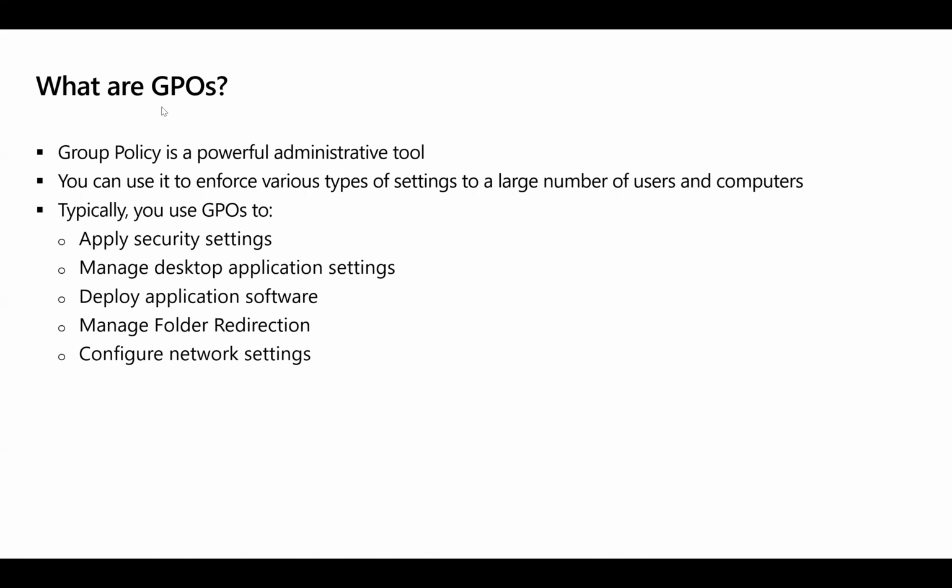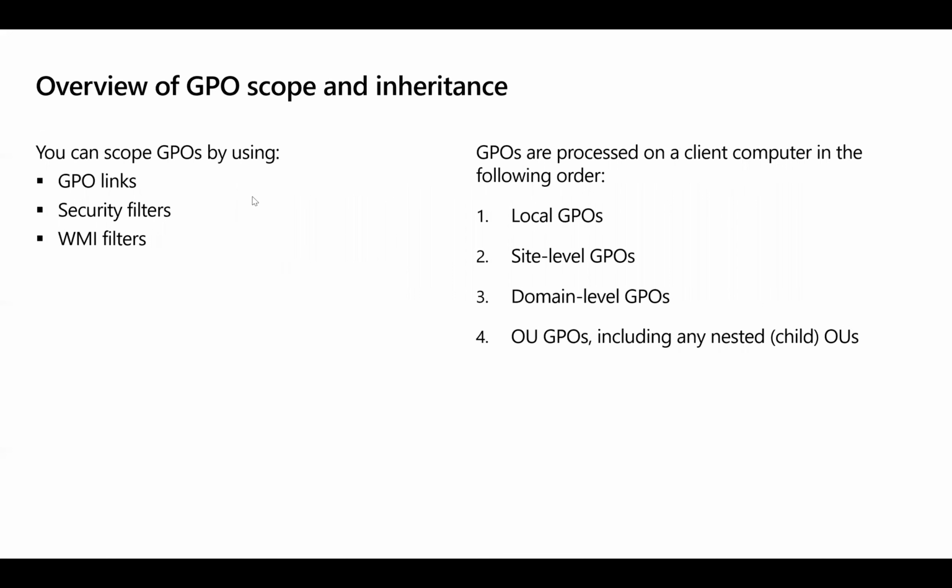So GPO, first of all, is a group policy object. Group policy is a very powerful admin tool. You can use this to enforce various types of settings to a large number of users and computers. Typically, you use GPO to apply security settings, manage desktop apps, and deploy software. You can also manage folder redirection and configure network settings such as DNS, secondary DNS, and so on.